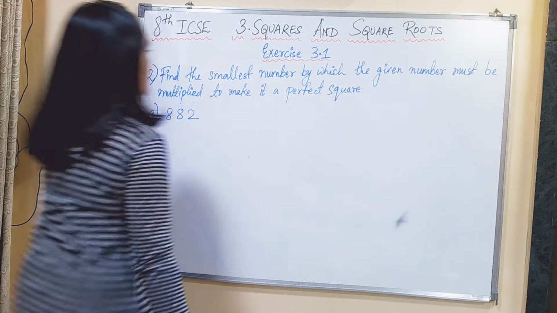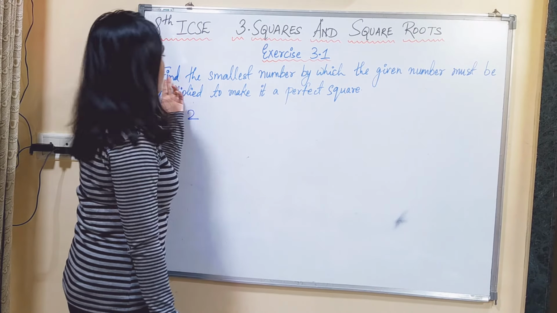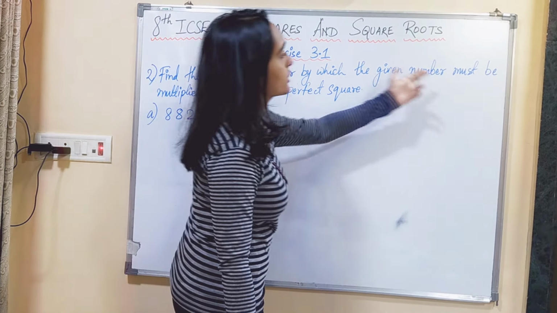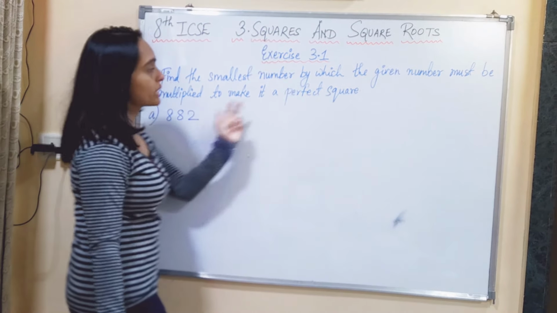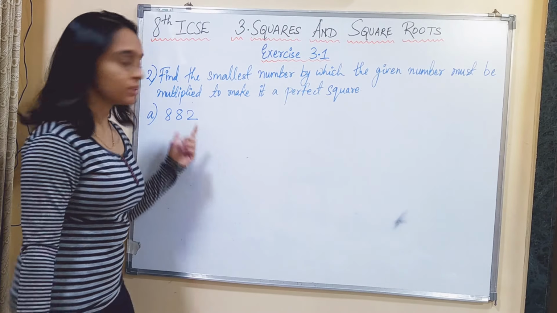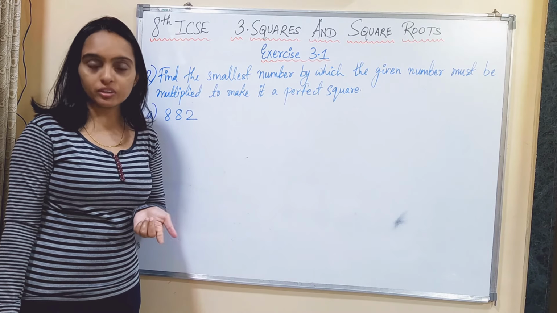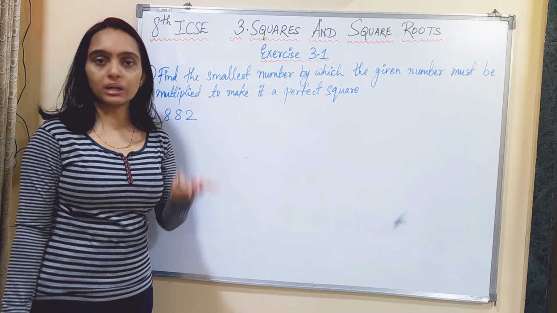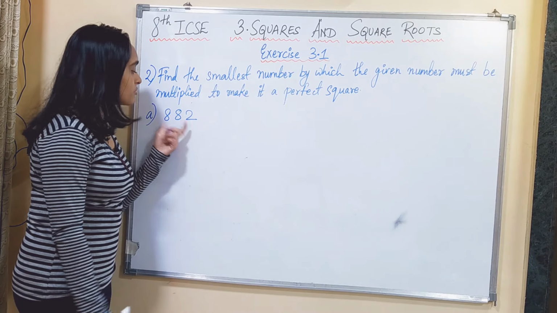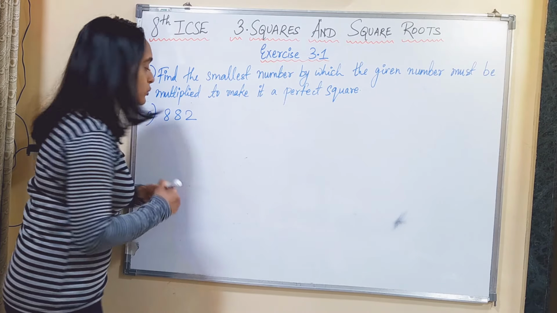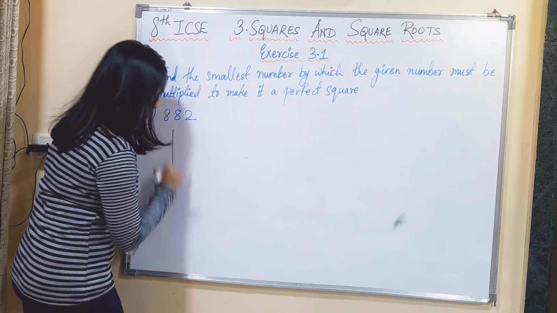square. The second question says, find the smallest number by which the given number must be multiplied to make it a perfect square. So the given number, that is 882, is not a perfect square. We have to make it a perfect square by multiplying it by a number. Okay. So here first we will find its factors by using the prime factorization method.